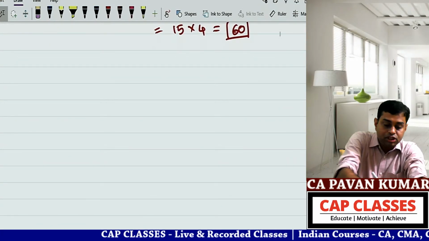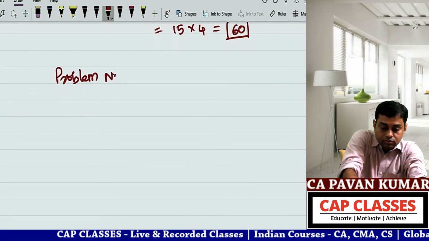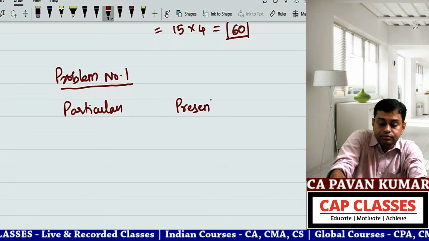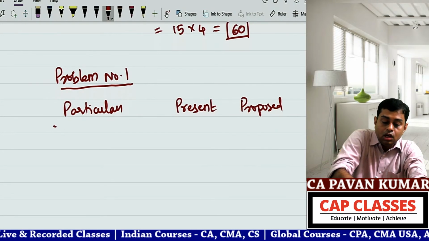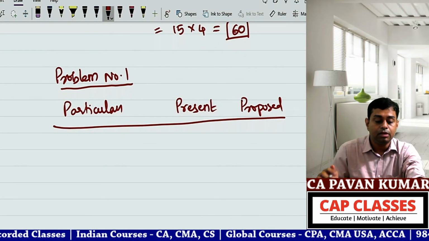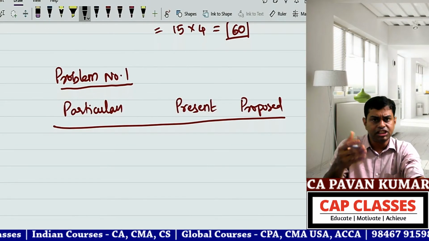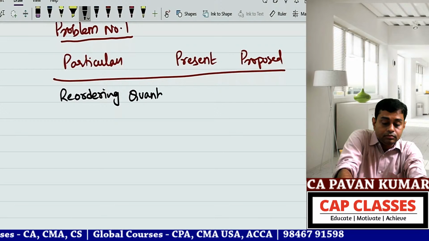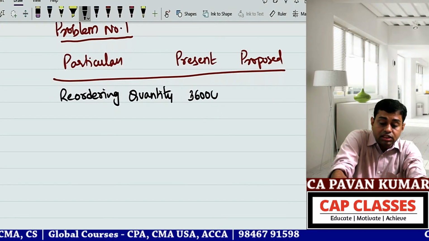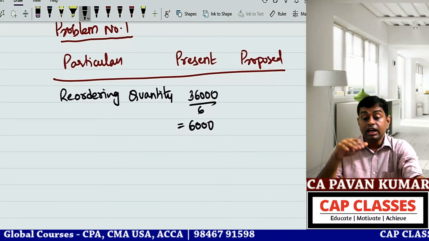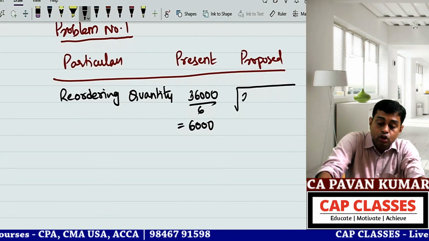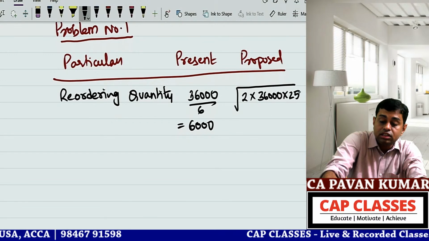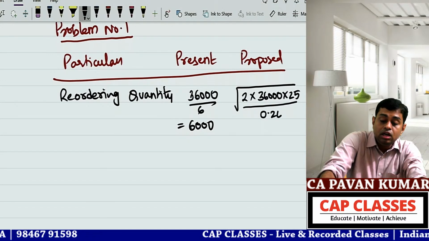Okay, so practice problems. Problem number 1. Particulars, present, proposed. Or you can write down case 1, case 2 also. Or you can write particulars, situation 1, situation 2. Okay, reordering quantity. Here they are following 36,000 divided by 6 is equal to 6,000 units. In the proposed situation, they are following square root of 2 into annual consumption 36,000 units, into ordering cost 25, divided by carrying cost, 1 rupee into 20%, that is 0.20.